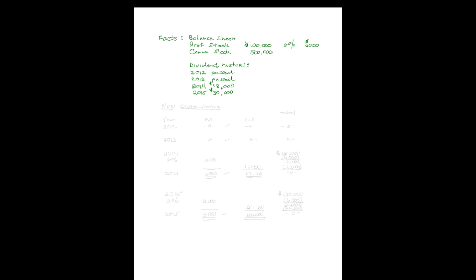Now, let's assume that this stock is non-cumulative, meaning if it doesn't get declared, it gets passed, and it's gone. And make a worksheet, much like we did for partnerships, to look at how to split this dividend. So we'll have a year column, and we'll have preferred stock getting some dividends and common stock getting some dividends. Then we'll have a total that we need to split up.